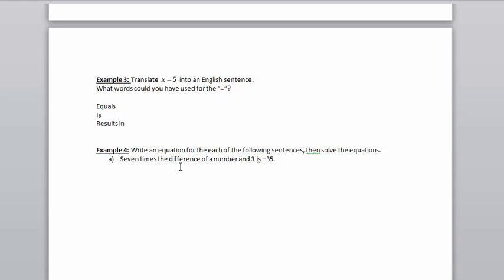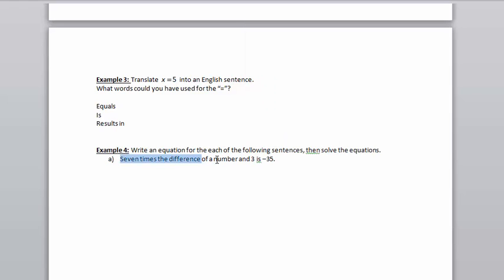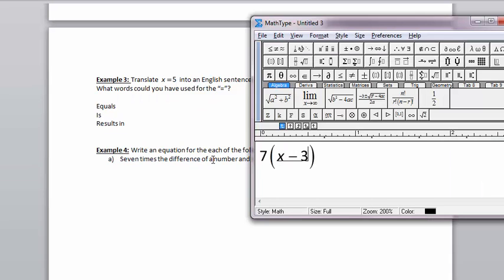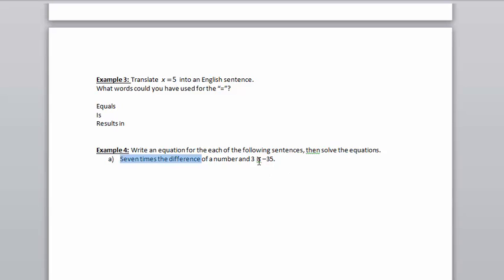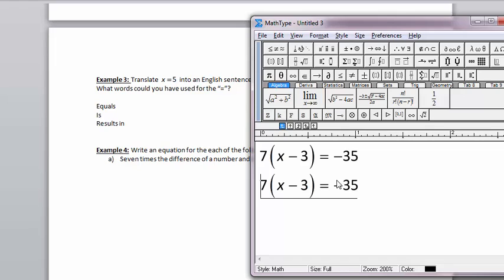So we have 7 times the difference of a number and 3 is negative 35. First of all, we're looking at 7 times the difference. So I know that when I start this, it's going to be 7 times a quantity in parentheses. So that quantity in parentheses can represent an entire difference. And that difference is supposed to be the difference of a number and 3. So x and 3, we'll have x minus 3. The next piece is, is my equals word, so equals negative 35. So that's the equation. Now we've got to make sure that we solve it.